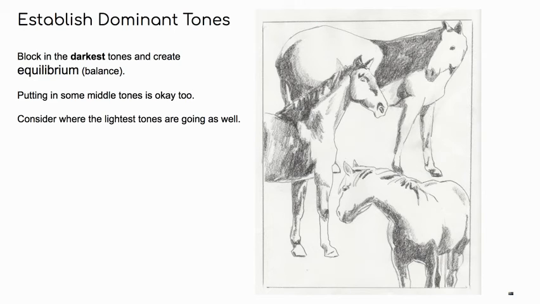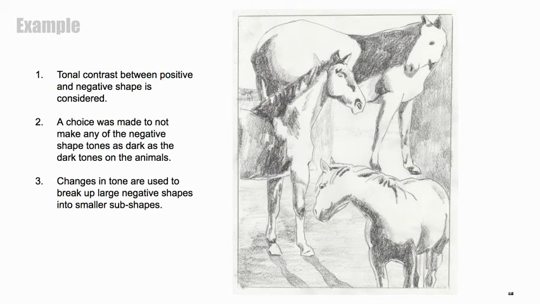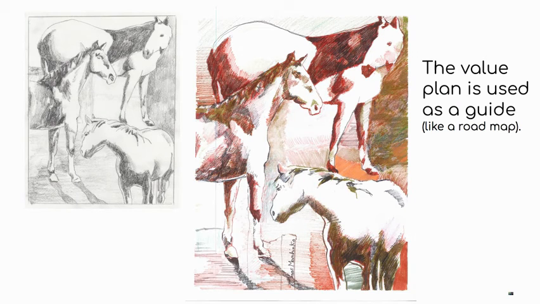Then I also planned my value in the negative shape. I wanted to break up the negative shape a little bit, meaning I wanted to break up large chunks of negative shape into smaller sub shapes, you could think of them. And then I used that value plan when I was working with my faded markers, creating the final piece of art. Some of you will recognize this from previous semester.